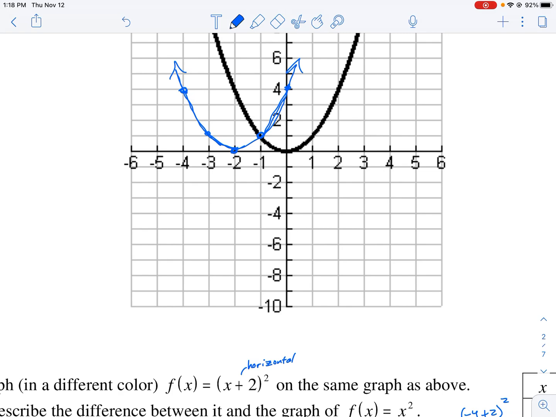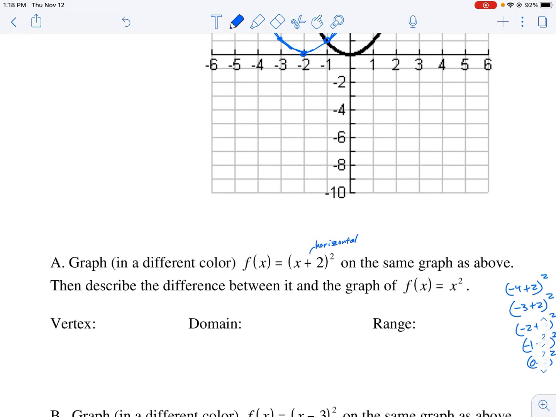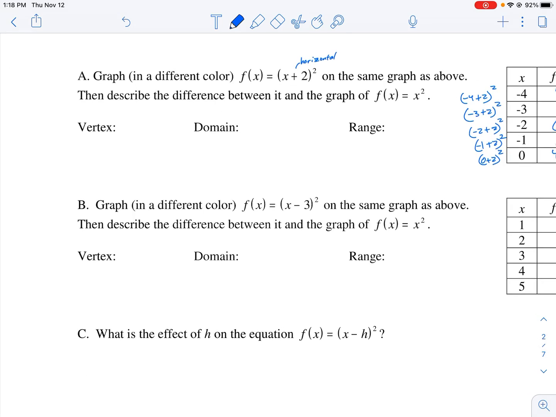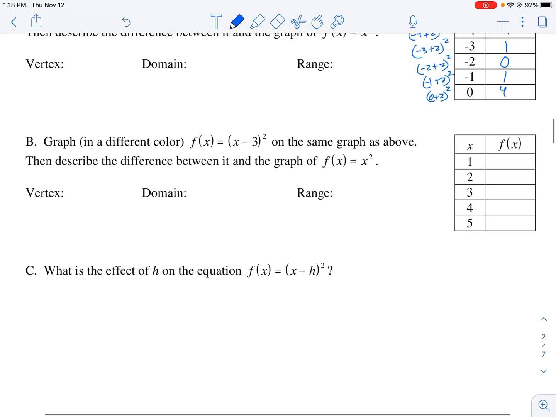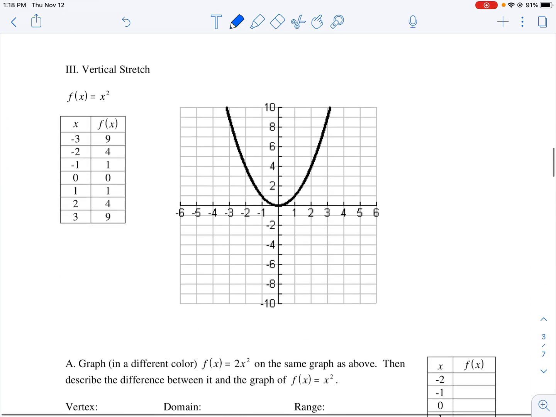When you add inside the squaring part, it's going to move it left. And chances are, if you subtract inside, it's going to go the opposite direction. But I'm going to leave it to you to fill in the points and then graph it and see what happens. But once you've done both those, you can see what effect h has on your graph. So go ahead and do that.